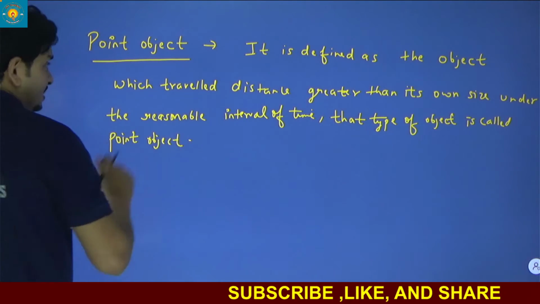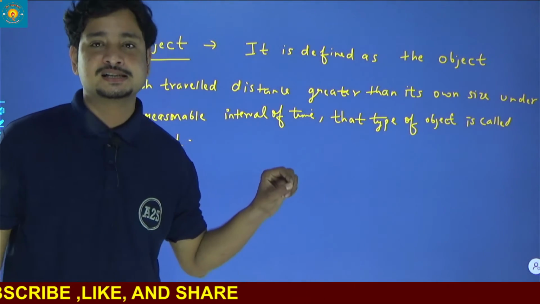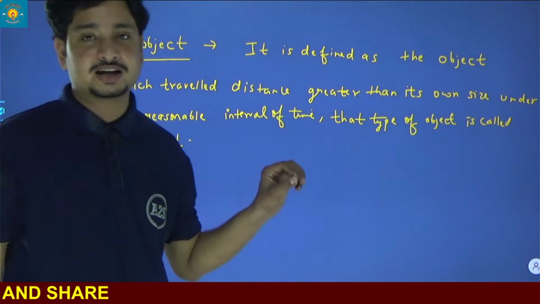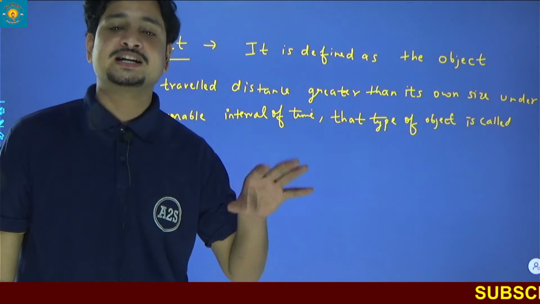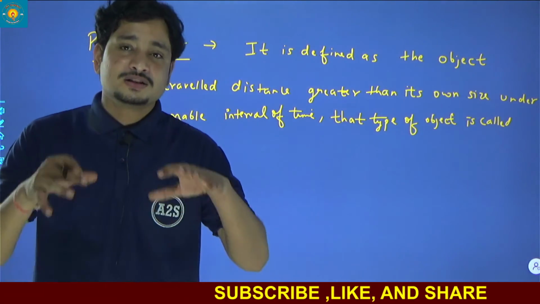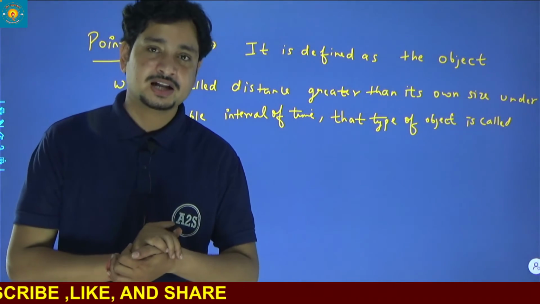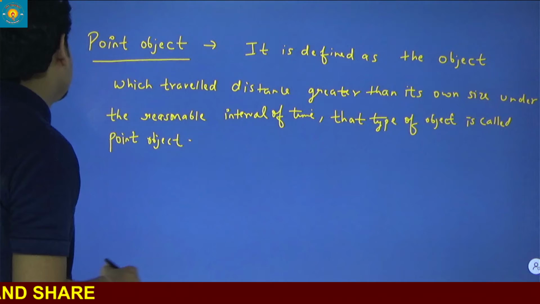Clear? So what is a point object? If any object travels a distance under a reasonable interval of time and that distance is greater than its own size, then that type of object we call a point object. Clear? Let's take one example.